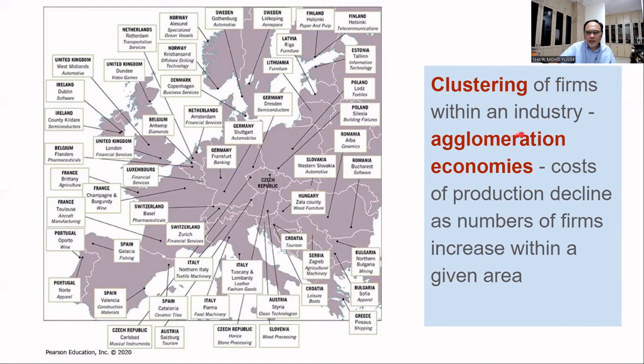So there is a concept called clustering of firms within an industry, which is agglomeration economies, where when you increase the number of firms within a given area, the cost of production will decline. Okay, let's look at France. Champagne and Burgundy. This is clustering of the wine industry. So all over the world you create this, or even Silicon Valley is an example also.